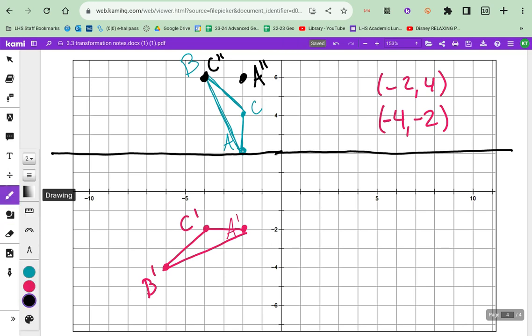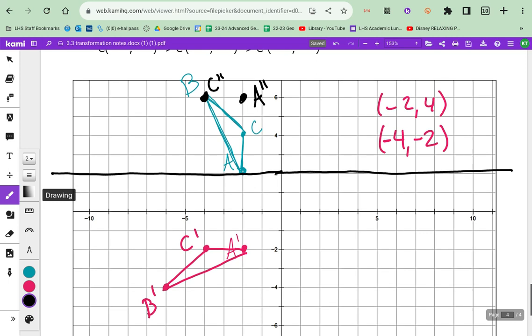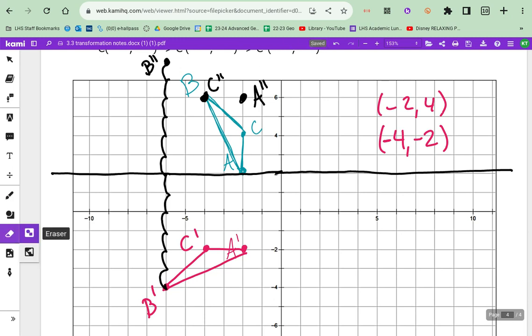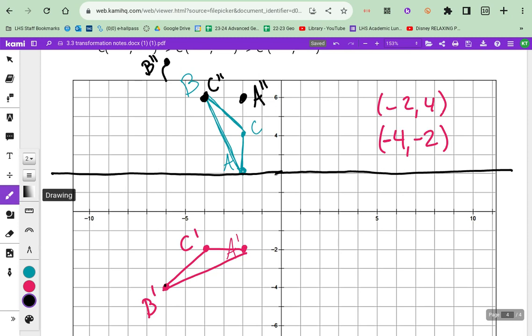And then for the last one, I think the last one goes off the graph by 1. Because B prime to the line of reflection is up 1, 2, 3, 4, 5, 6. So then I'm going to go 6 past the line of reflection. 1, 2, 3, 4, 5, 6. B prime, B double prime. And then I'm just going to connect my points.